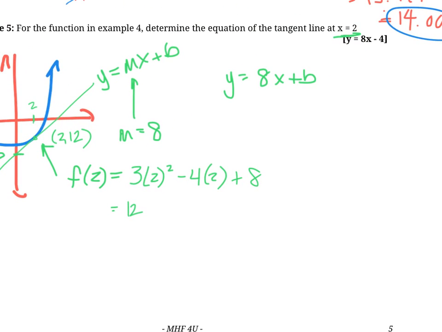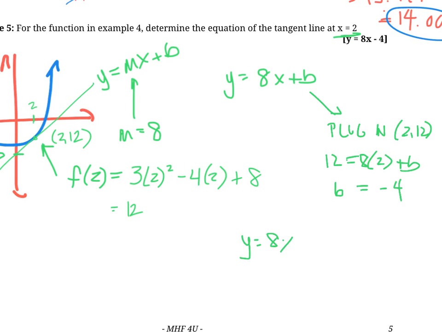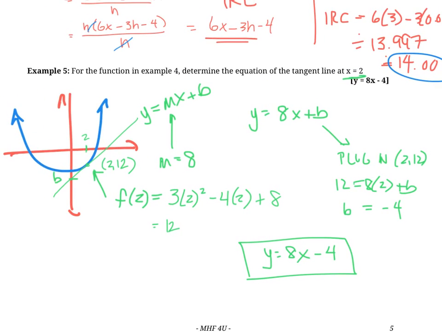So basically, in order to find b, we can just plug in (2, 12), right? So 12 equals 8 times 2 plus b, and that makes b negative 4. So the equation of our line is going to be y equals 8x minus 4. There we go. That's the equation of that tangent line. So we needed the difference quotient to find the slope of that line, and then we used just a little bit of algebra to find the y-intercept.